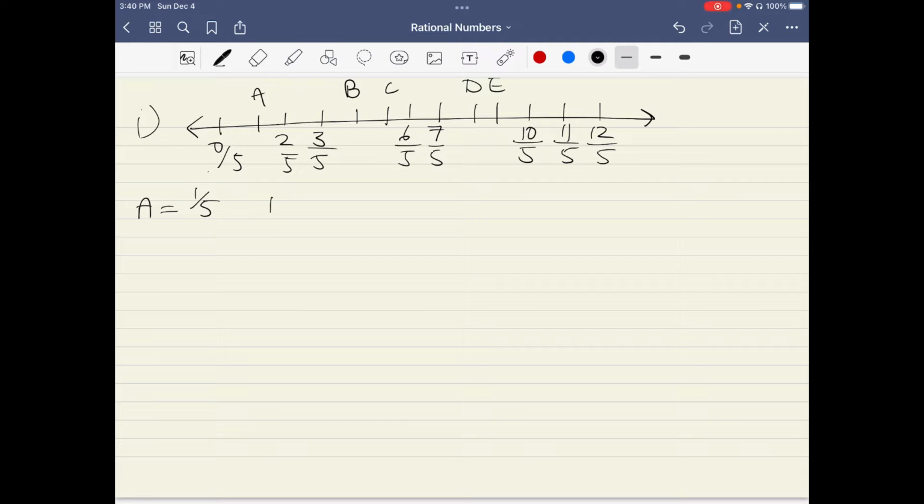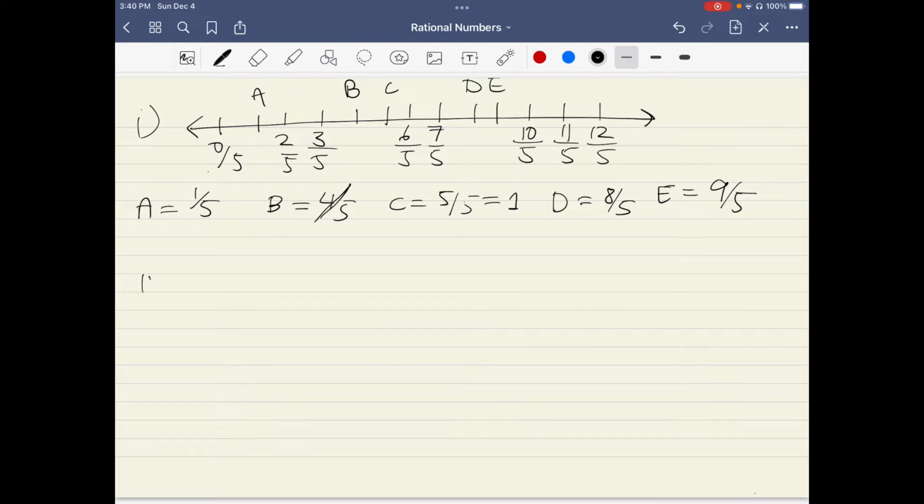Similarly, the value of B will be 4 over 5. Value of C will be 5 over 5, which is also 1. Value of D, since it's after 7 over 5, it'll be 8 over 5. And value of E, the very next one, will be 9 over 5.